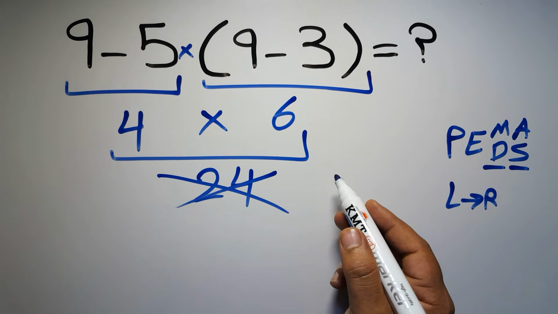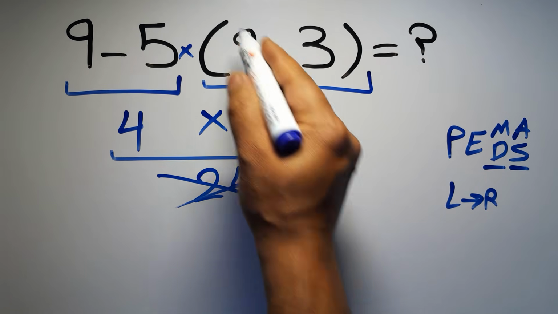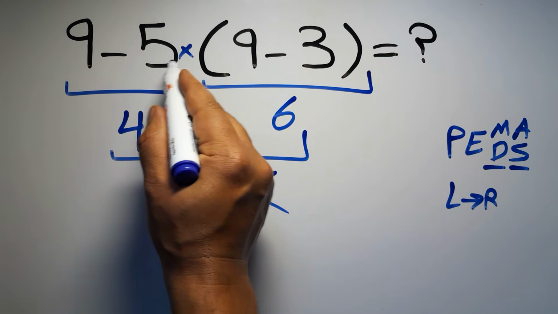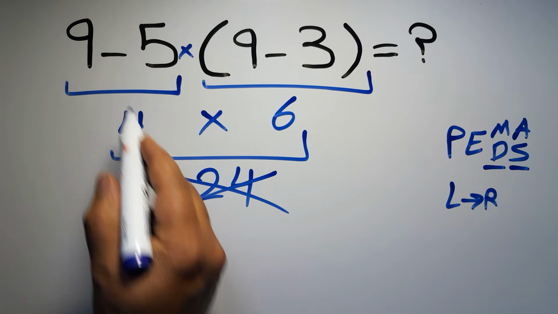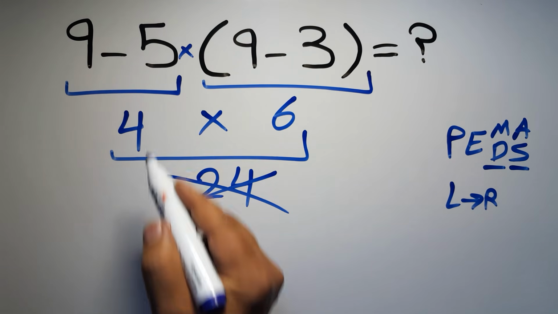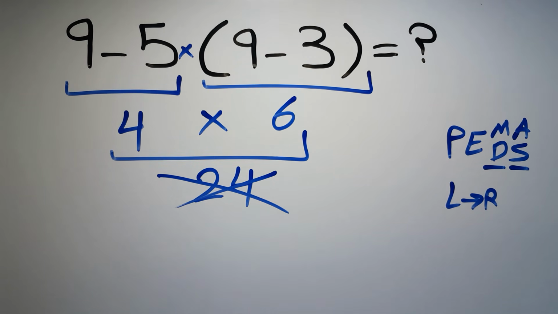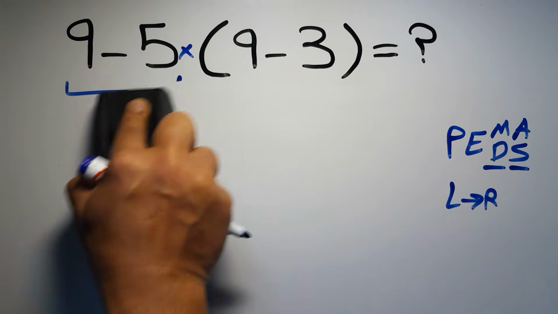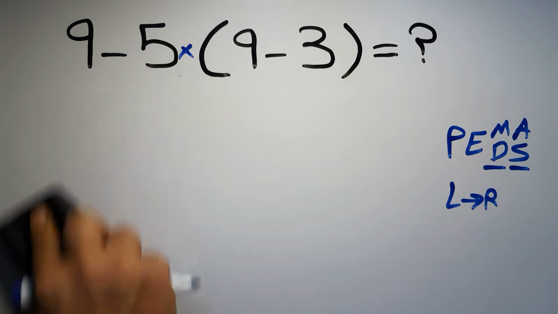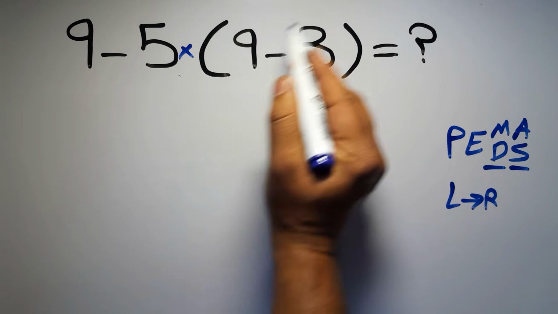Okay, so according to the PEMDAS, first we have to do this parenthesis, then this multiplication, and finally this subtraction. If we do this subtraction before this multiplication, it is wrong. So first we have to do this parenthesis.